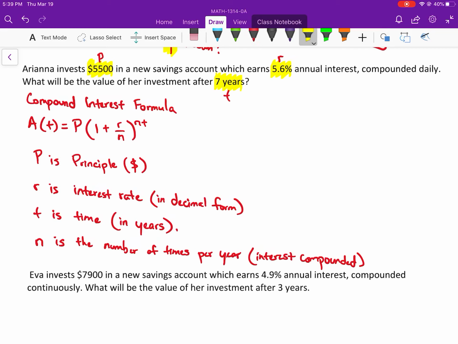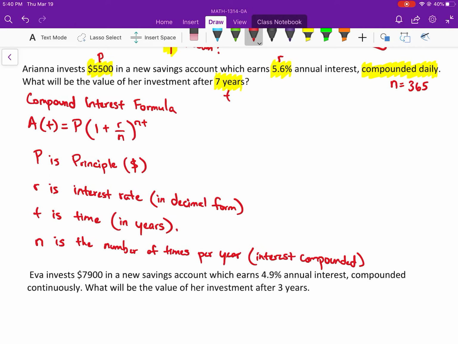Okay, so when you need to look for N, you need to look for that word compounded. So we see right here, right after interest rate, that's usually where it's at. It's after the interest rate. We see compounded daily, and that's N. Now, compounded daily. Well, we have to remember how many days are in a year. And that would be 365. Very good. Now be careful about that because that could say compounded monthly. If that was the case, then N would be 12. If it's compounded bi-monthly, N would equal 6.